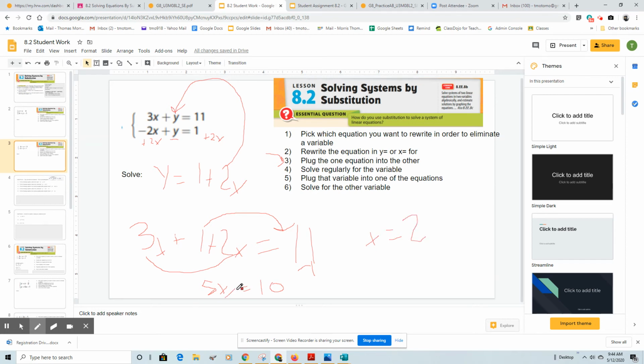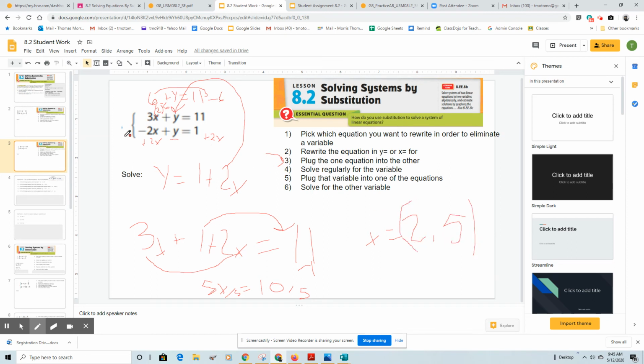All right, so now if x equals 2, I go back to my original equation, and I'm going to put that in now for x. So 3 times 2 is 6. 6 plus y equals 11. All right, so how do I get y? Some of you can do that in your head. You're going to subtract 6 from both sides. y equals 5. That's my solution set.